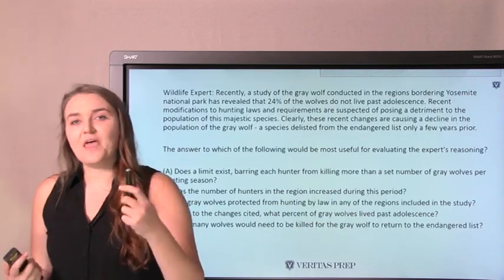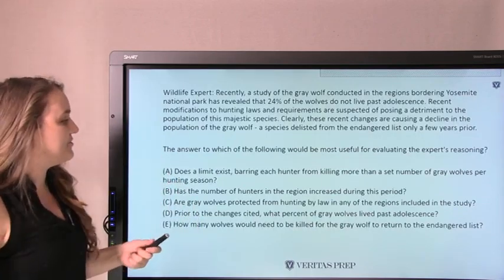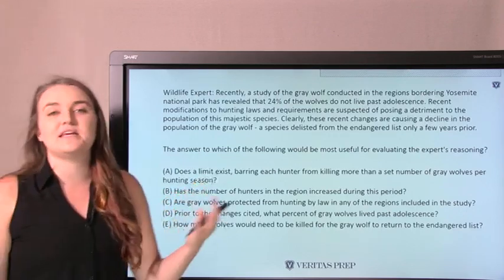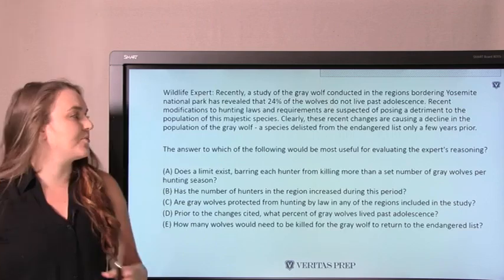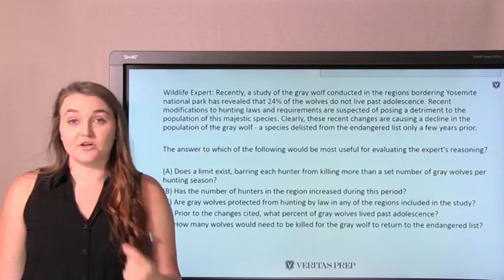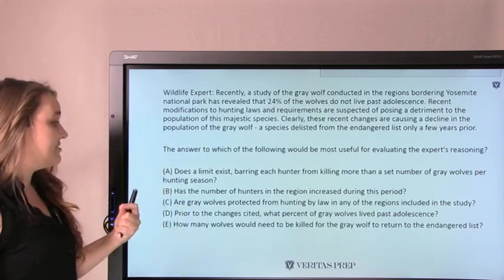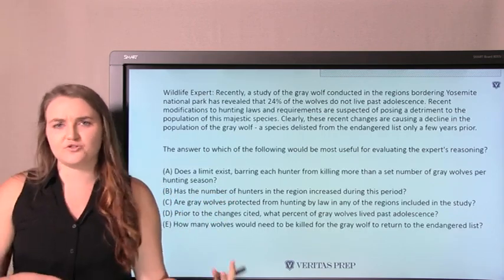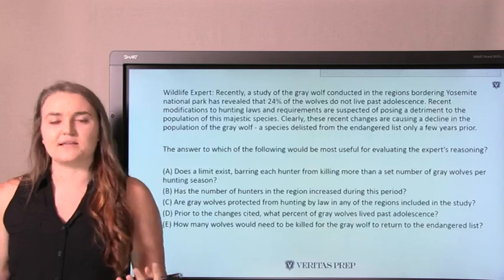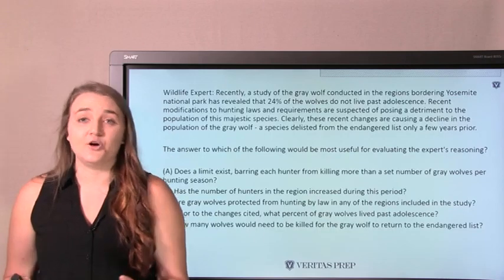Right? So at this point, we want to look out for the opportunity that, well, whether or not a limit exists does not on its own make or break our argument. It doesn't make or break whether these recent changes are to blame. Nor does the number of hunters increasing during this region. This could be true, it could be false, and it doesn't really directly impact our argument in any notable way.